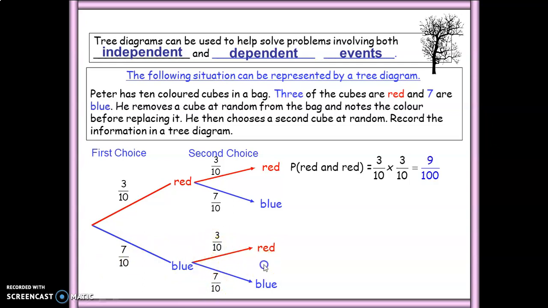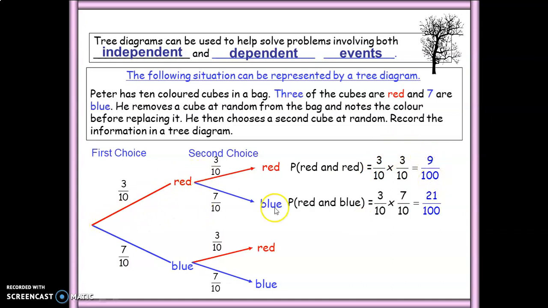Now, each of these paths represents, so there's 1 path here, another one, 3, and 4. There are 4 total paths here. Those 4 total paths show all the possibilities of events that could happen. So the first path of choosing a red and red, the probability is red and red, so we multiply. We learned that relationship last time. We multiply those and we get a 9 out of 100 probability.